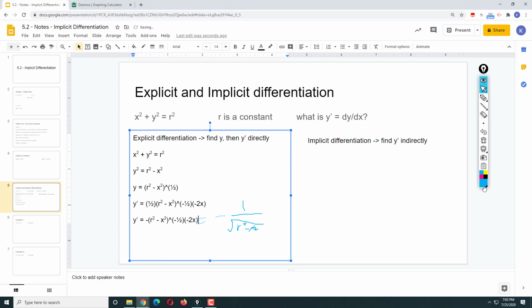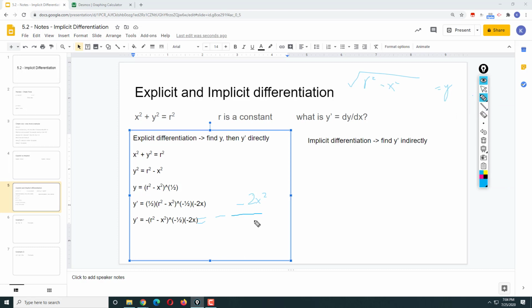So there's another negative 2x on top. Let me erase the 1 on top and write negative 2x. But remember, the square root of r squared minus x squared, this term, that's just y. So I can erase this term and write y.